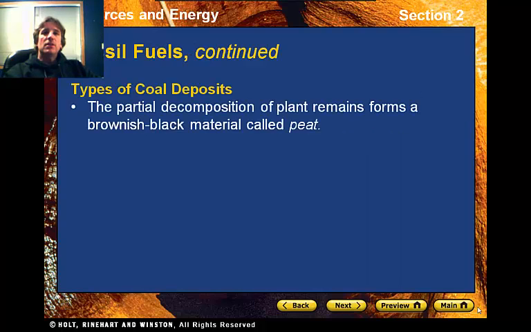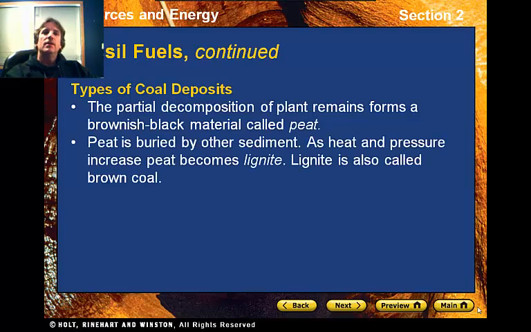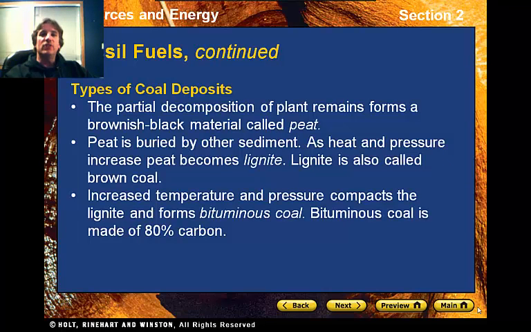Alright, partially decomposed plant remains form that brownish black stuff that looks like peat. You see it in swamps and marshes. It's buried by other sediments. As pressure gets to it, it becomes lignite. It's also called brown coal. It is a poor coal that burns very dirty. And what I mean by that is it gives off a lot of waste when it burns. It will burn just fine, but it has a lot of pollution to it.